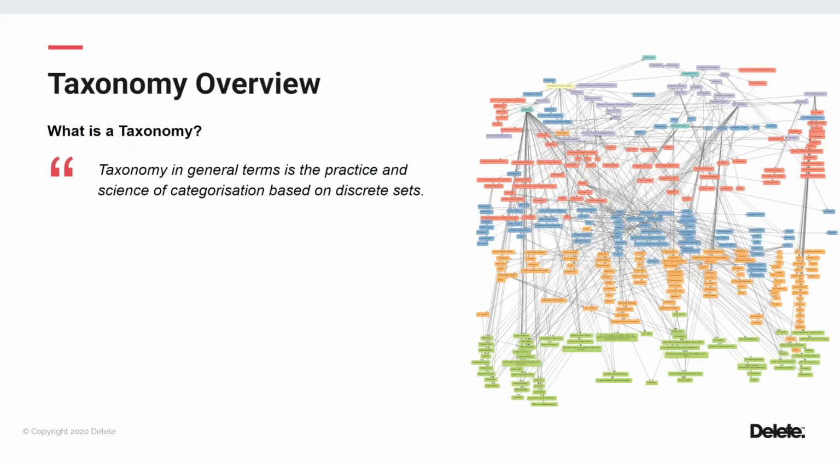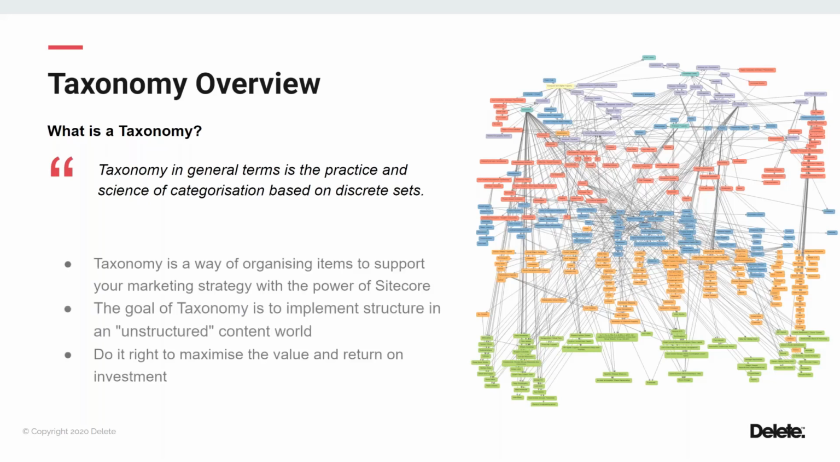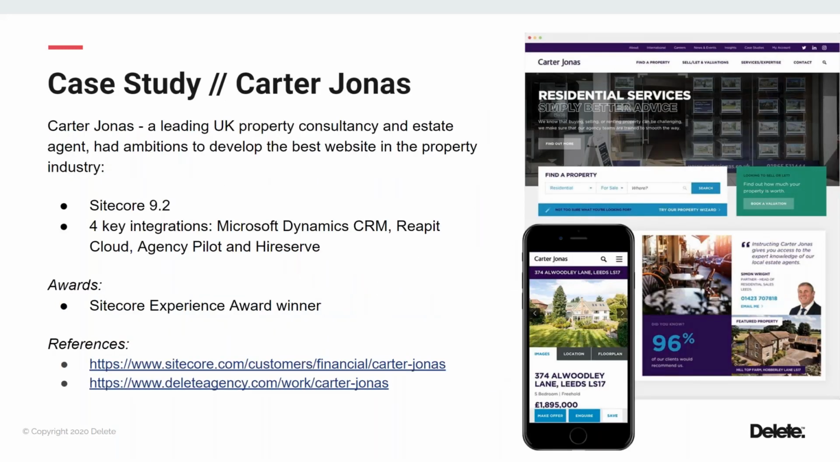So what is a taxonomy? Taxonomy in general terms is the practice and science of categorization based on discrete sets. And today we would like to talk about content taxonomy. And we will discuss it as a way of organizing items in order to support marketing strategy and also enable many out-of-the-box features in Sitecore. You will also learn how it's important to implement taxonomy right from the beginning in order to maximize the value and return on investment.